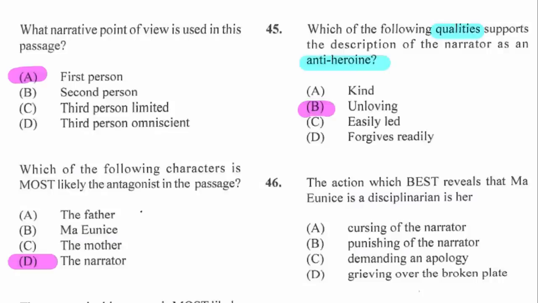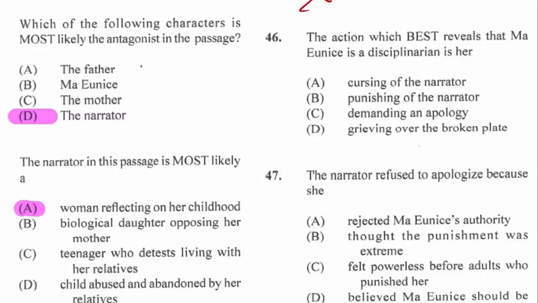I suppose in defense of this answer, we could say that anti-hero means against the hero or someone who is in opposition to the hero. And so since the narrator is unloving toward Myunice, who we might consider to be the actual hero, then we could say unloving is justifiable here. Positive qualities cannot support your description of someone as an anti-heroine. And because of that simple fact, kind and forgives readily must be out of the question. Now, as for C, whether or not we could say that this can support the description of someone as an anti-heroine, this persona is not easily led, so it's out. So we're left with unloving. And I suppose CSEC means unloving toward humans or toward Myunice. 46B.